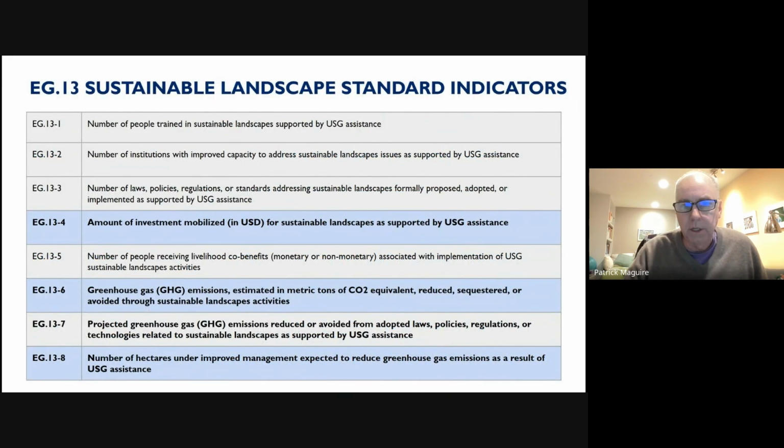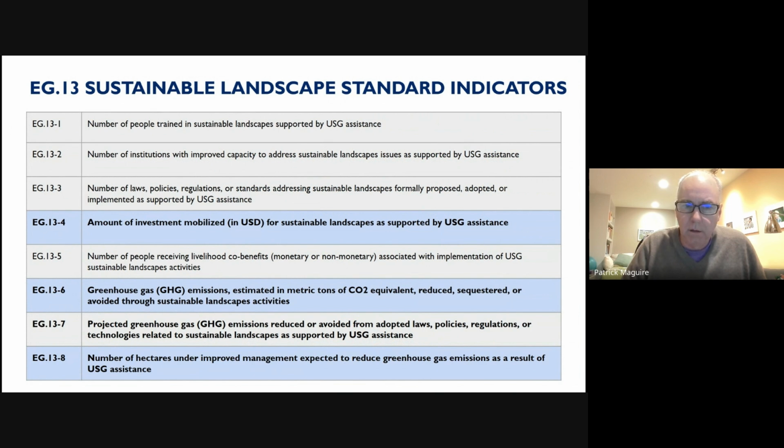These are the EG.13 Sustainable Landscape indicators, the standard indicators under the SPSD. We're going to focus for our purposes here today on the ones that are highlighted in blue. So those are 13.4, 13.6, and 13.8. But just overall, to set the table before Larissa drills down on some of these, 13.1 through 13.3 are the output indicators. And many of those are similar across some of the other climate program areas of adaptation and clean energy. So things like people trained and laws proposed, you'll see those lining up in some of the other pillar climate activities. Indicators 13.4 through 13.8 are the outcome indicators.